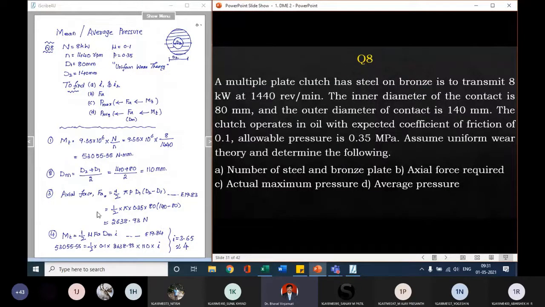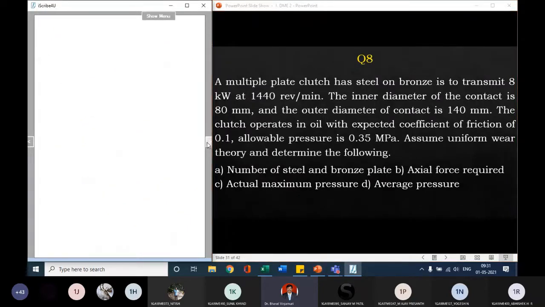Once I is there, next we determine the value of I1 and I2. I1 is equal to I by 2. So 4 by 2, yes or no? Here this is nothing but the number of bronze plates.